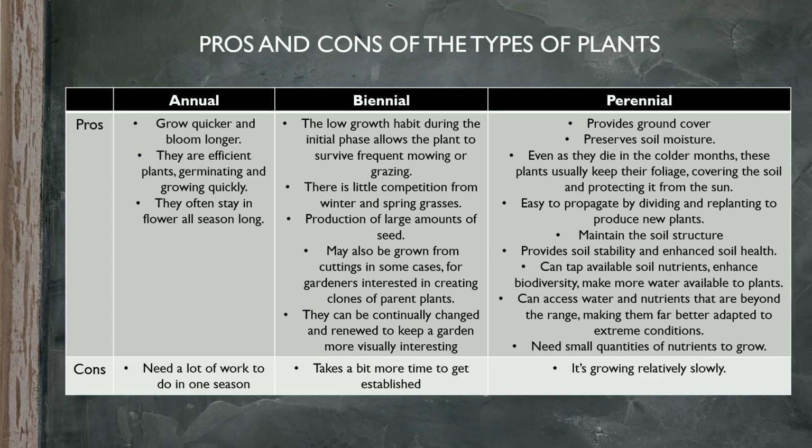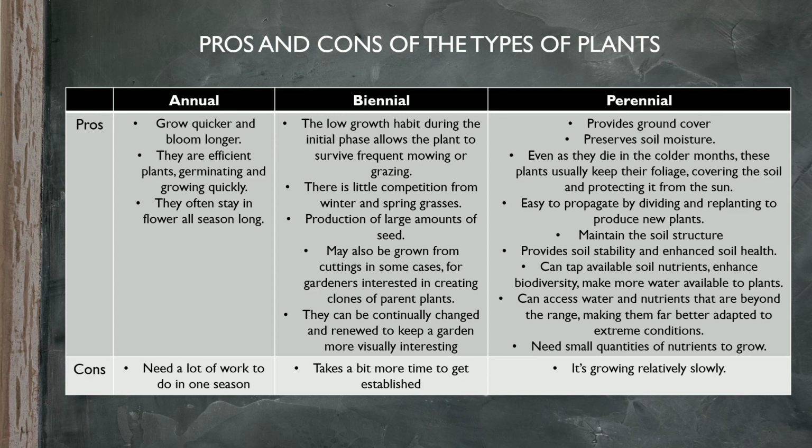And lastly, perennial provides so many advantages for the soil. They provide ground cover and preserve soil moisture. Even as they die in the colder months, these plants usually keep their foliage covering the soil and protecting it from the sun. They are easy to propagate by dividing and replanting to produce new plants. They also maintain the soil structure, provide soil stability, and enhance soil health.